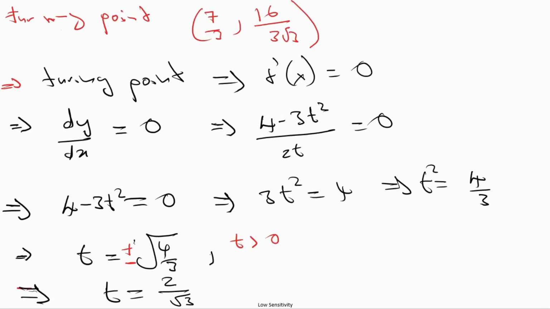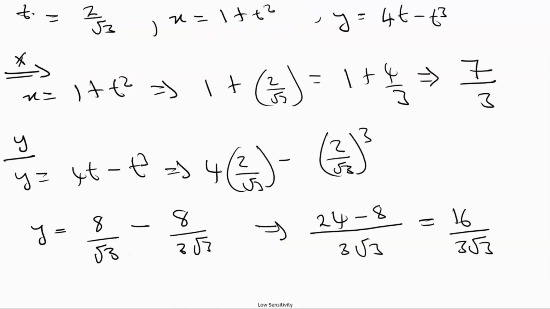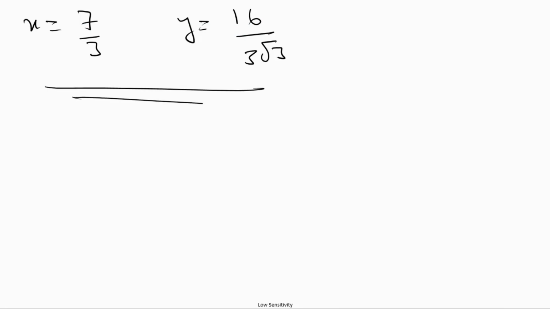Therefore, the value of x is 7 over 3, and the value of y is 16 over 3 root 3. So this is what we were trying to show, which is 7 over 3 and 16 over 3 root 3. So that's what we have shown here.